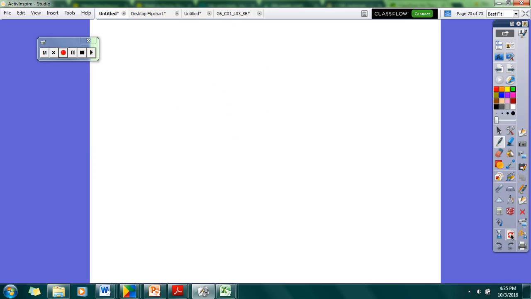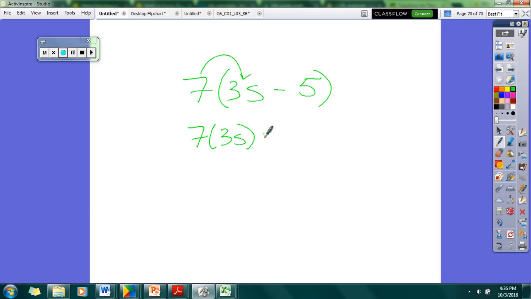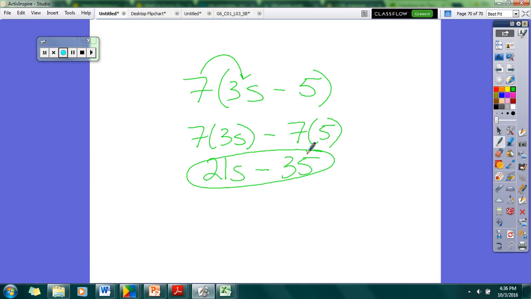What happens if I have 7 times 3s minus 5? So I distribute exactly like I did in the previous problem, but it looks a little different. So 7 times 3s minus, this is where a lot of students mess up, 7 times 5. So 7 times 3 is 21, and then we have an s, minus 7 times 5, which is 35. I cannot get any simpler than this. This is my final answer. Okay?